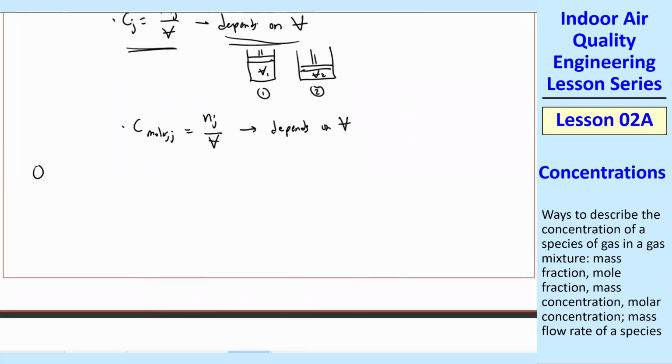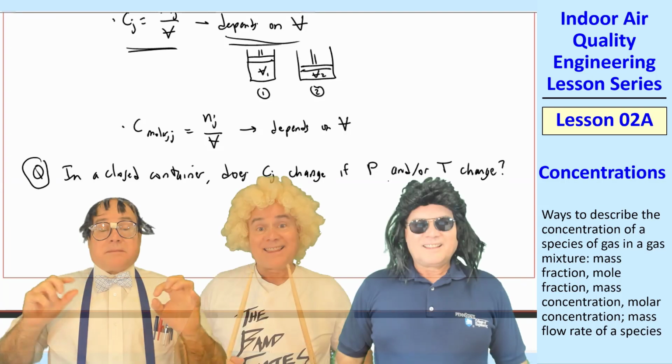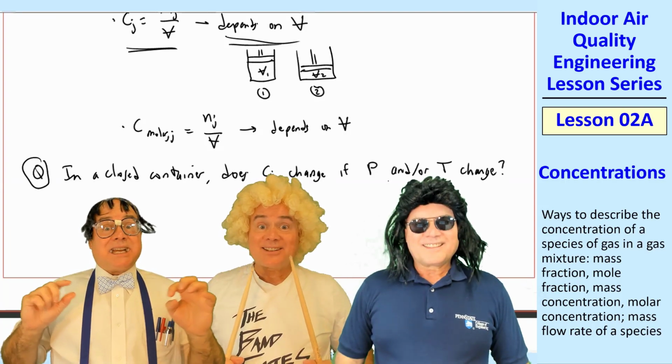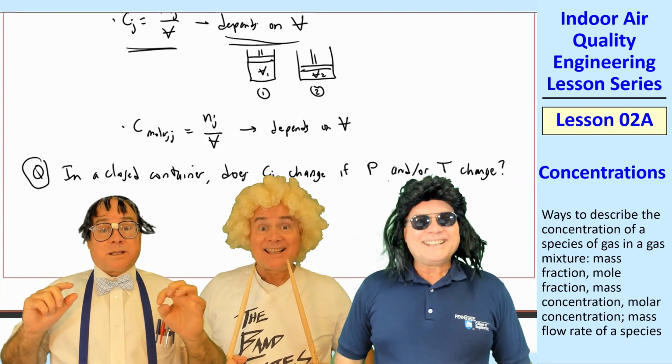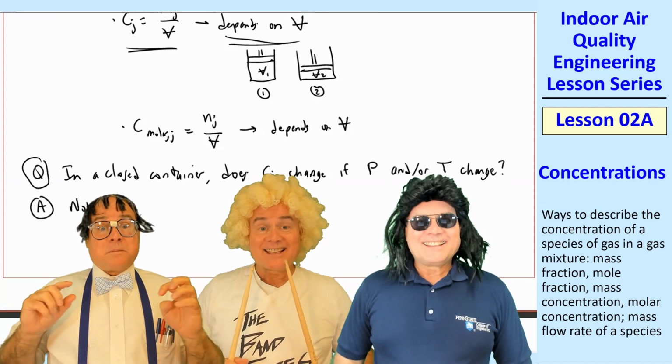Now let me ask a question here. I'll state it as a question like I would normally do in class. The question is, in a closed container, does Cj change if P and/or T change? In other words, is Cj dependent on temperature and pressure? Yes, I think so. I think it depends on how P and T change. I have no idea, dude. The answer is not necessarily.